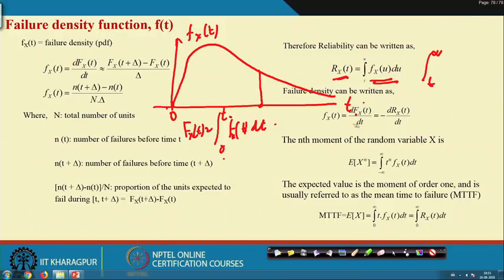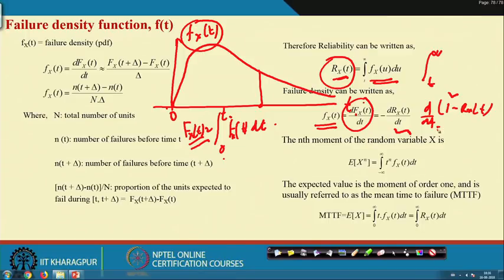Okay. So, then another one. What does that mean? If I know the failure density f_X(t), I can find out the cumulative failure. You can find out the reliability function also, the survival function also. And once you capture the relationship between F_X(t) and R_X(t), you can write that f_X(t) equals dF_X(t)/dt, which will be nothing but minus dR_X(t)/dt. Why? Because F_X(t) is d/dt of 1 minus R_X(t). So, this is nothing but minus dR_X(t)/dt.